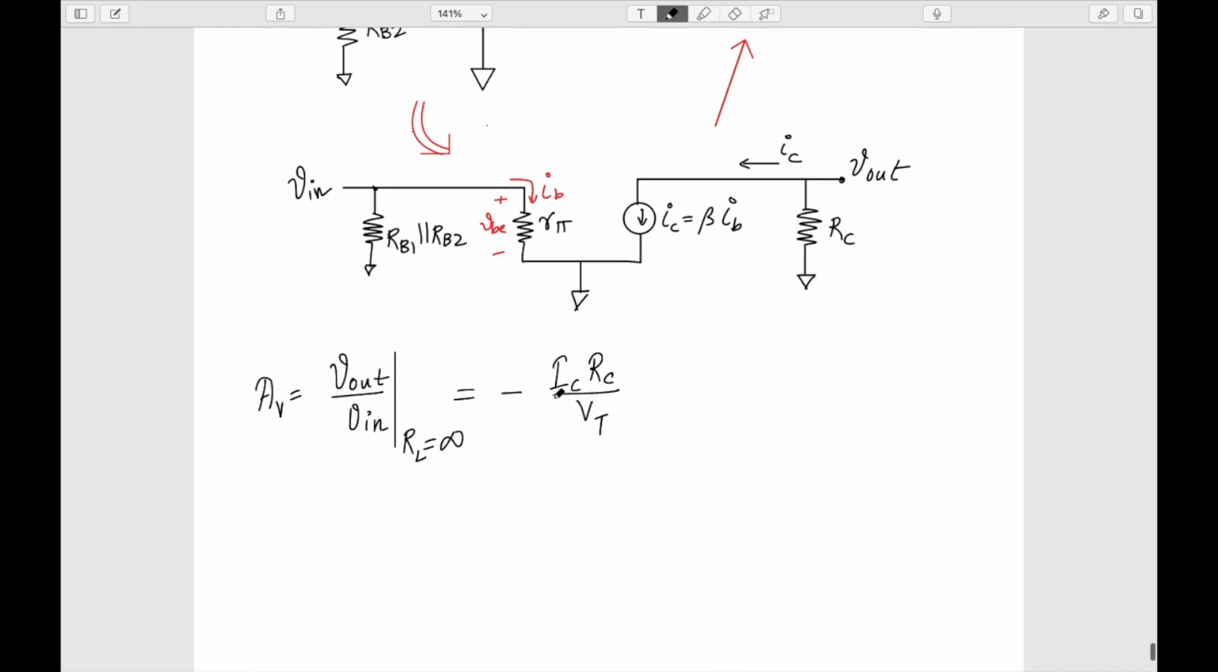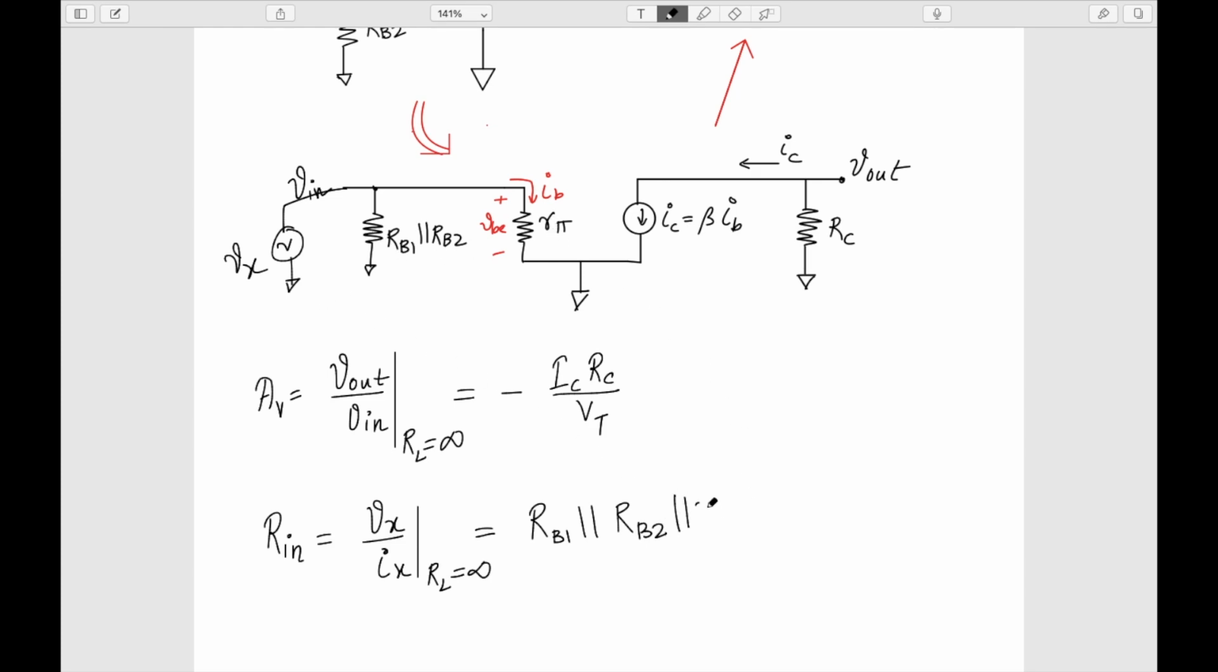So that is the gain. For the input impedance R in, we need to apply a signal Vx and find Vx by Ix, and in this case also I should have my RL to be infinite. If I apply a signal Vx here and see the current flowing through this, it's very clear that the input impedance will be RB1 parallel RB2 parallel R pi. You can do this simple maths, but just by observation we can see that these resistances come in parallel. Whatever current goes here is divided based on the ratio, and from this node these are parallel. So this is the input impedance.